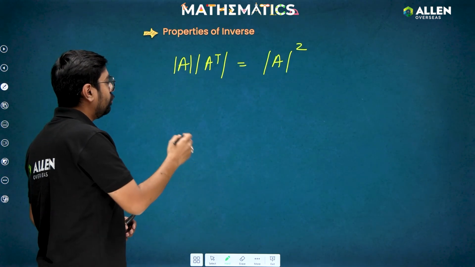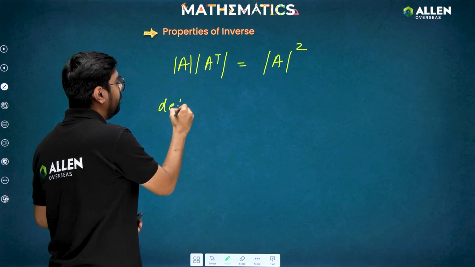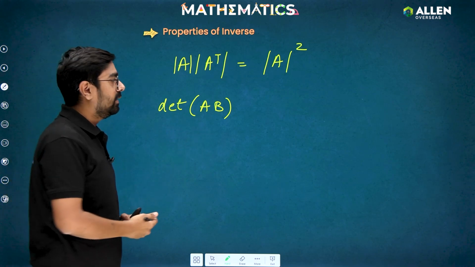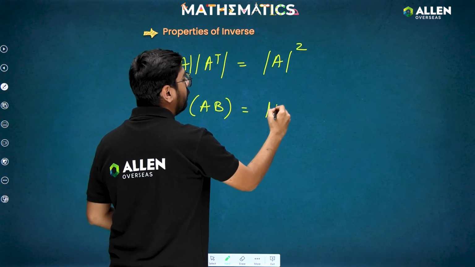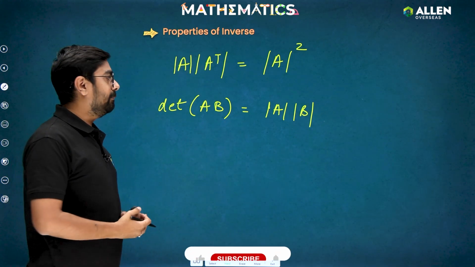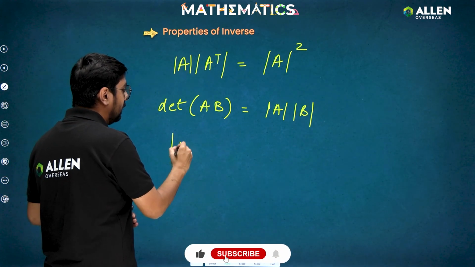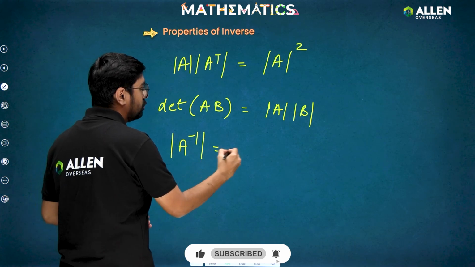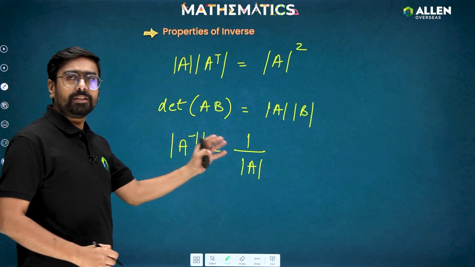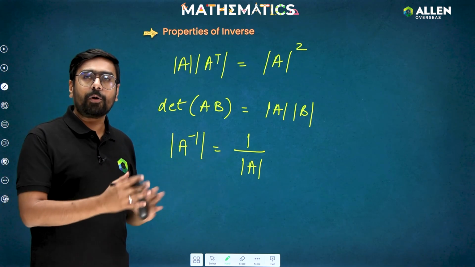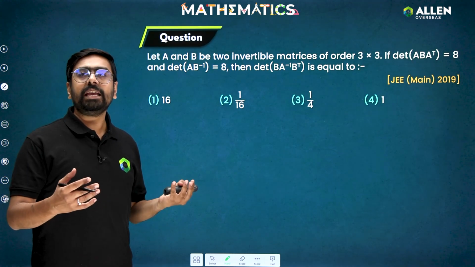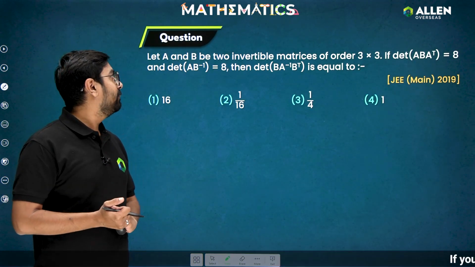We should also know, if I am writing determinant of AB, where A and B are two invertible matrices, then it will be equal to determinant of A multiplied with determinant of B. This is the same thing. I should also know that determinant of A inverse will be equal to 1 by determinant of A. This we just now discussed, and these are the properties we are going to use to solve a question which has appeared in JEE Mains 2019.